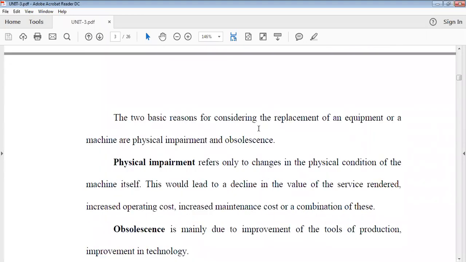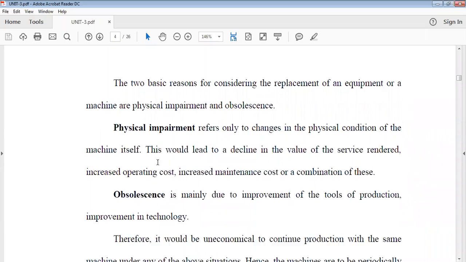Next, the two basic reasons for considering the replacement of an equipment or a machine are physical impairment and obsolescence. Obsolete means the machine cannot work, hence it is to be treated as obsolete, and you have to keep it aside.